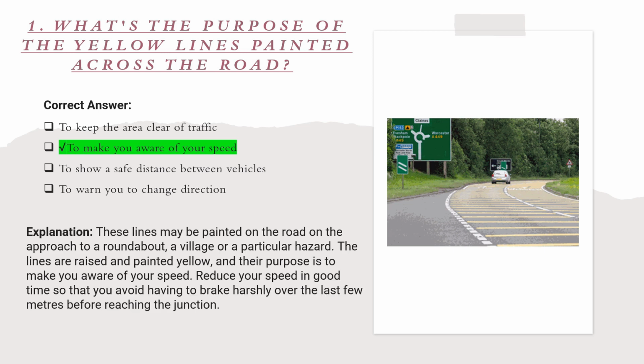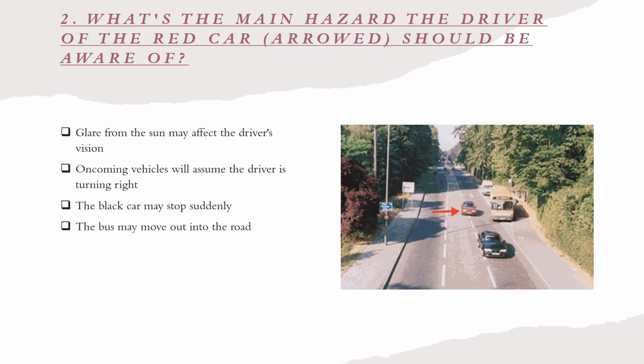Explanation. These lines may be painted on the road on the approach to a roundabout, a village or a particular hazard. The lines are raised and painted yellow, and their purpose is to make you aware of your speed. Reduce your speed in good time so that you avoid having to brake harshly over the last few meters before reaching the junction.